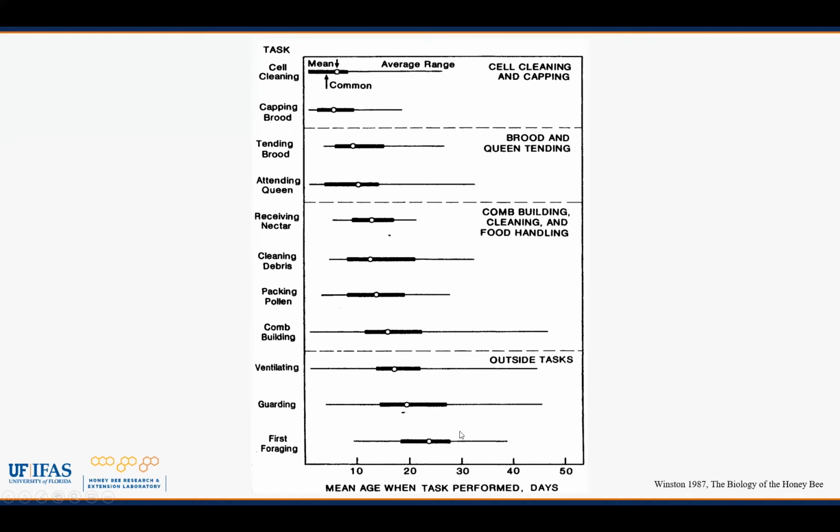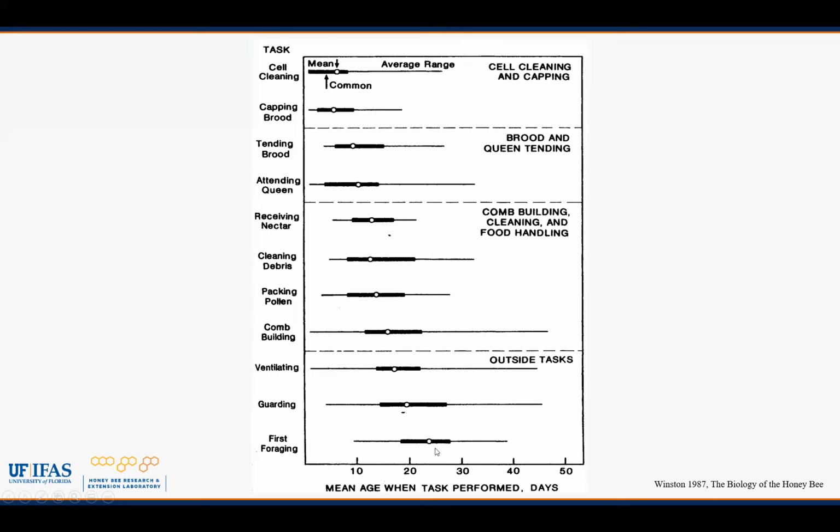So this graphic shows you what is average, what is common, and what is the whole range of ages in which worker bees will perform that task. And generally speaking, as you move from the uppermost series of tasks to the bottommost series of tasks, you'll see that that bold bar, the one that's the common range, slowly slides to the right, showing that it's generally older and older and older bees that are performing that task essentially as they age.